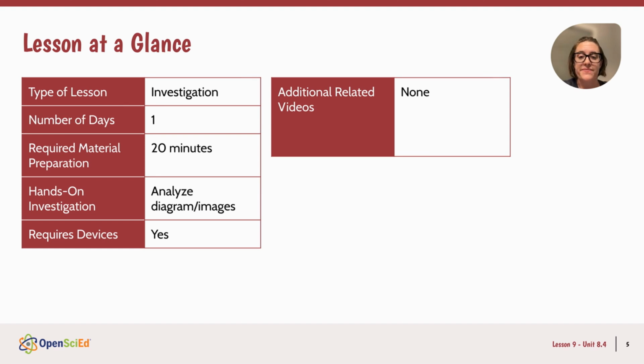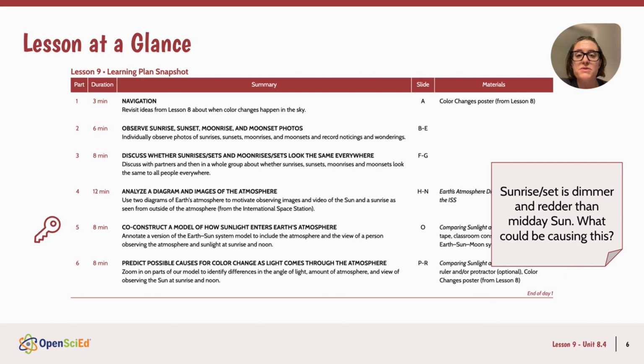So taking a brief look at this lesson, students will figure out that during sunrise and sunset, the sun is dimmer and more red than when it is midday. And we wonder what could be causing this. And we create a diagram and model that could help us explain what is going on during these two different times of day.